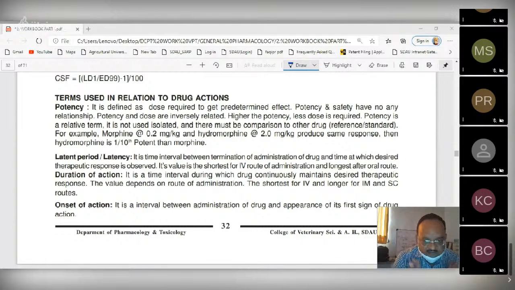What is the definition of potency? It's the dose which is required to produce the desired therapeutic effect.